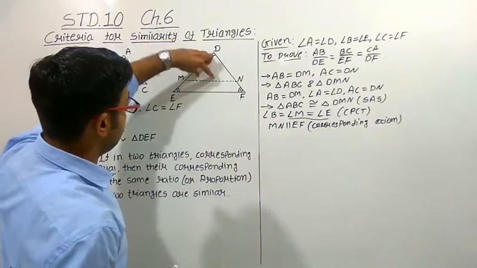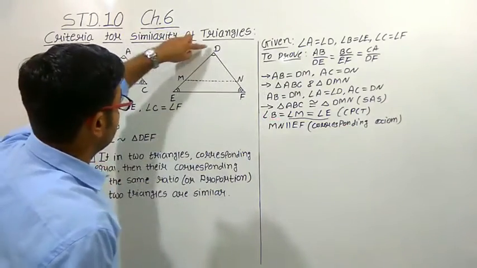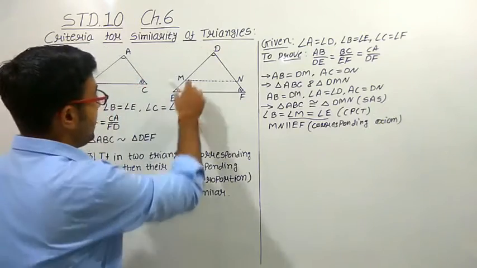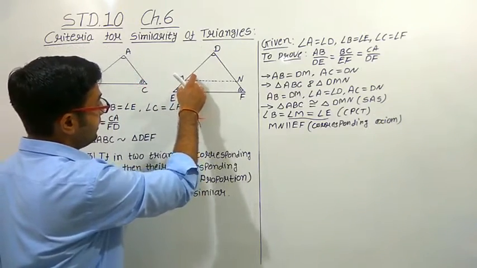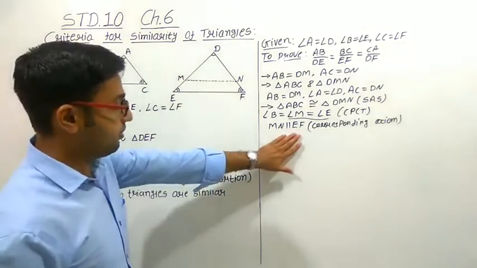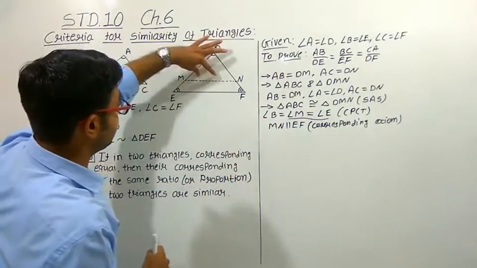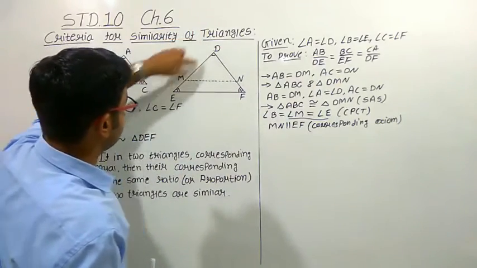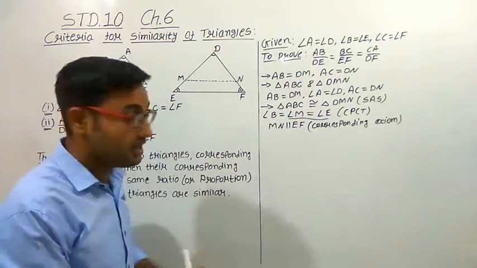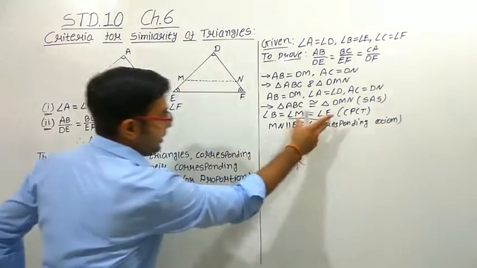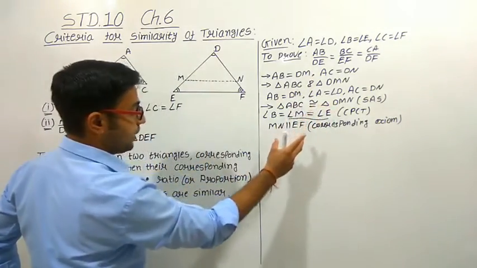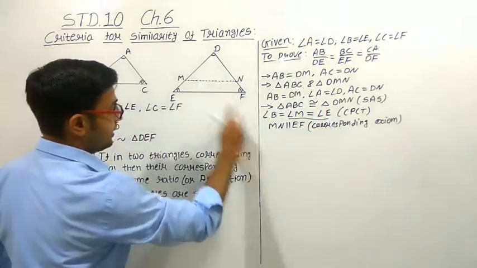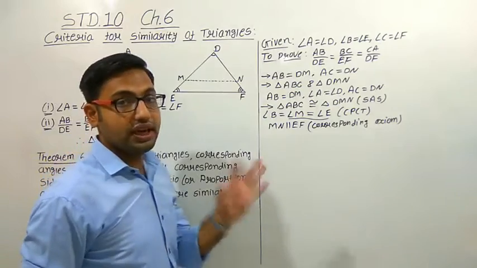Here we can say that MN and EF are the two lines, and DE is the transversal. First of all, it is not given that the two lines are parallel. Here we can consider that MN and EF are two lines, with the transversal DE intersecting them, such that these two angles M and E become equal. So according to the converse of the corresponding angle axiom, we can say that MN is parallel to EF.